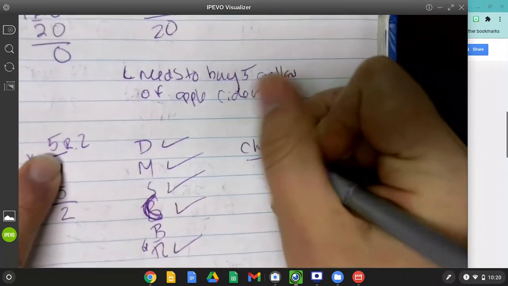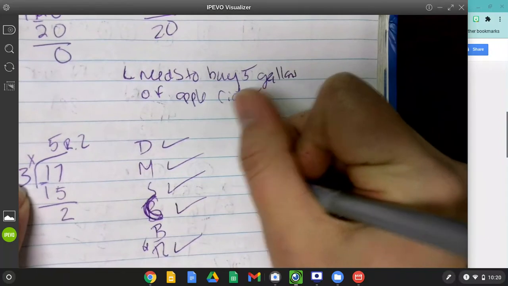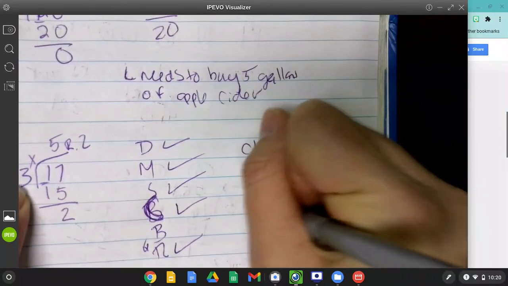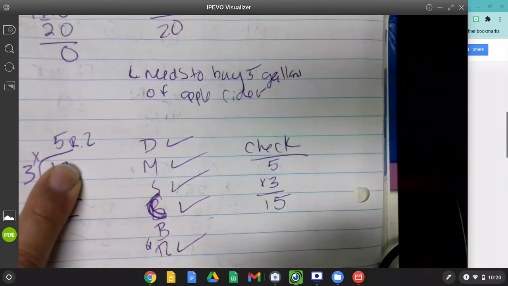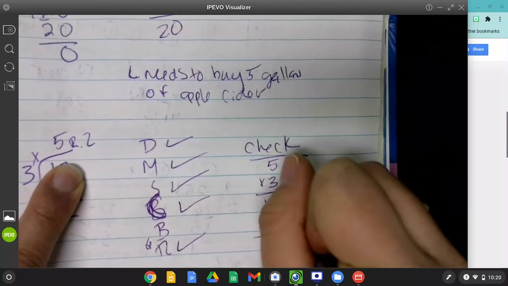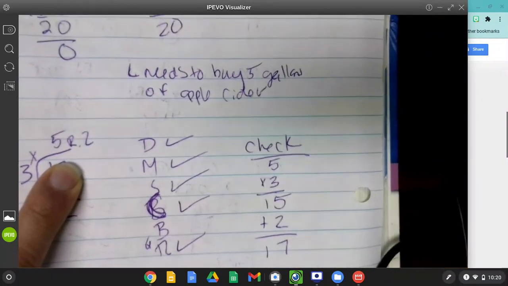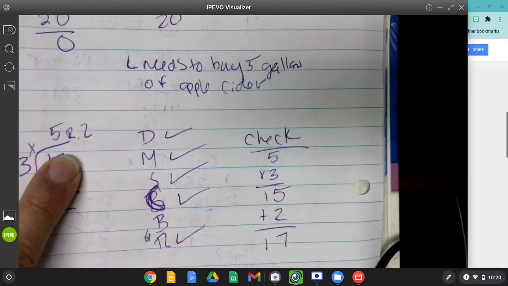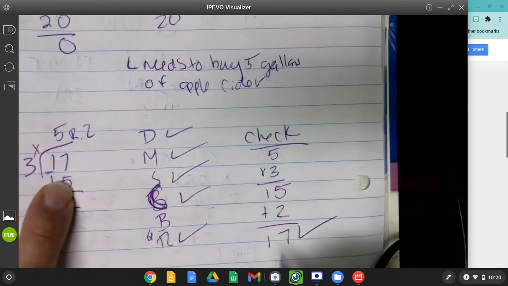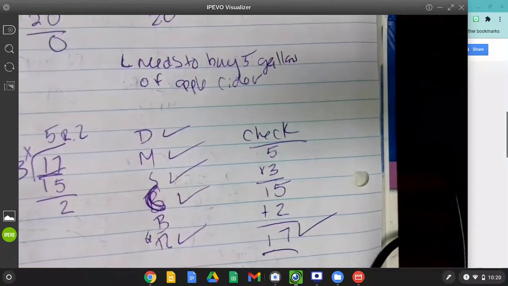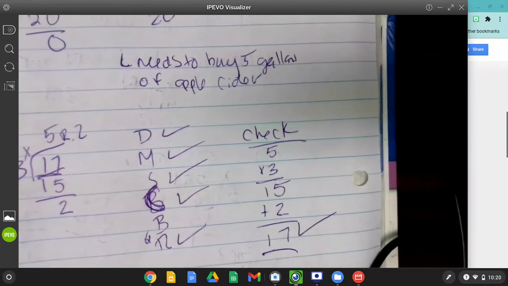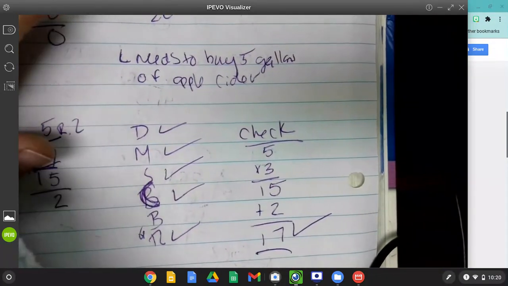You take this number, 5 times 3, we get 15. Then we take our remainder and we add. 15 plus 2 is 17. Okay, so there we go. We have our number inside of the division box called our dividend, and we are good to go.